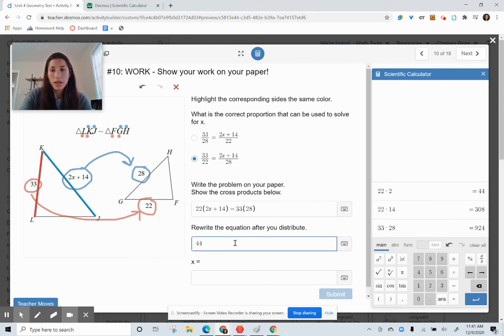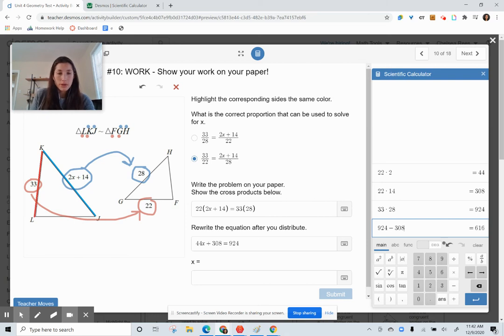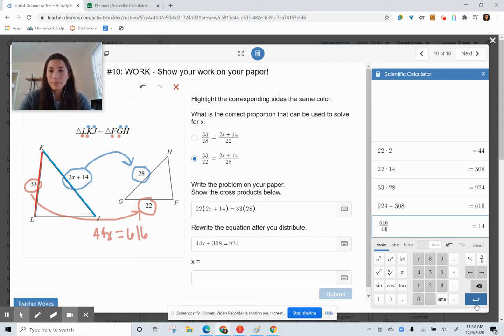We've got 44x plus 308 is equal to 924. Then we would just have to subtract 308 on both sides. So 924 minus 308 is 616. So my next step is going to say 44x equals 616. Then we would just need to divide both sides by 44, and x is 14.